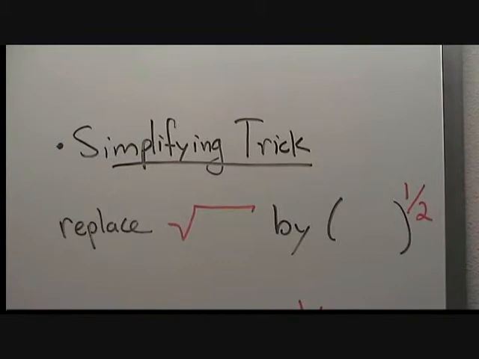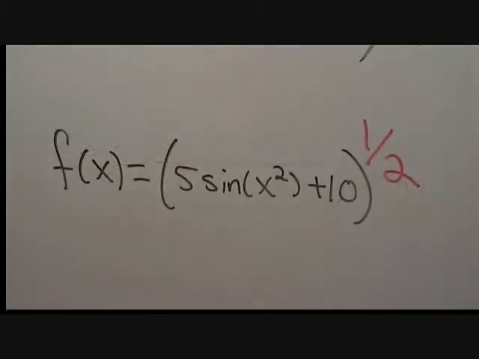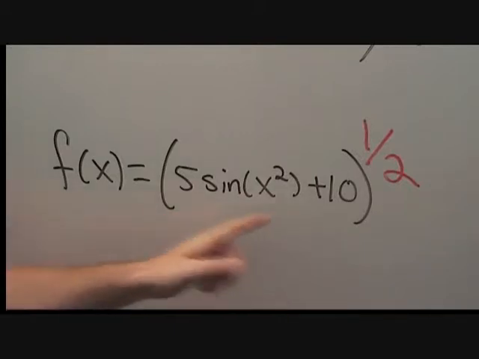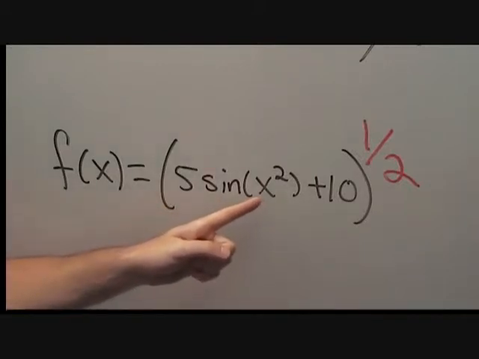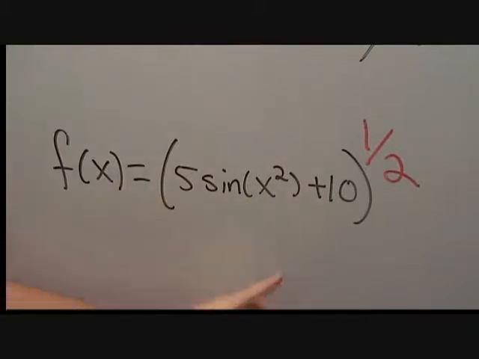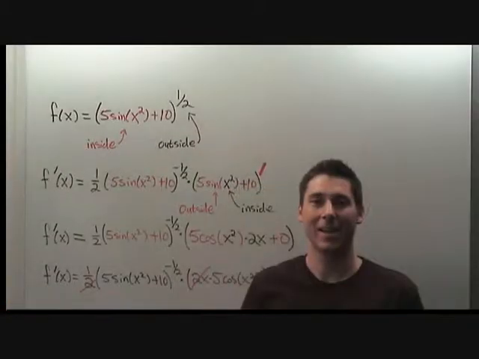Whenever computing derivatives of a function that involves a square root, you can use a trick that will make your life easier. Instead of writing the square root, you can always replace that by whatever was inside of the square root raised to the 1/2 power. Therefore, our function f can be rewritten as the quantity 5 times the sine of x squared plus 10 all raised to the 1/2 power.